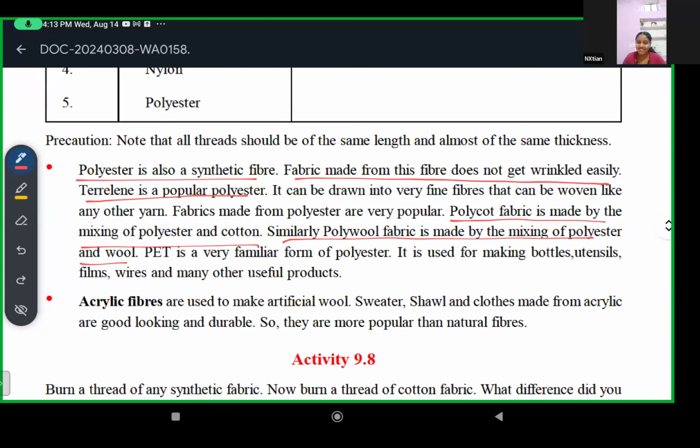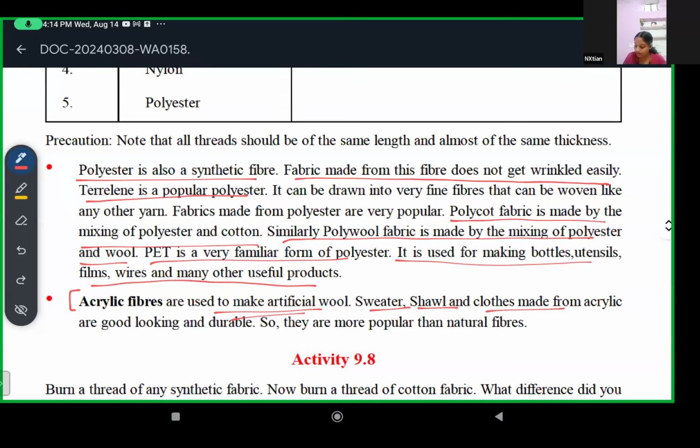Then we have PET, a very familiar form of polyester. We use it to make bottles, utensils, films, wires, and many other useful products. Then acrylic fibers are also there, which are used to make artificial wool. Sweaters, shawls, and clothes made from acrylic are good looking and durable.